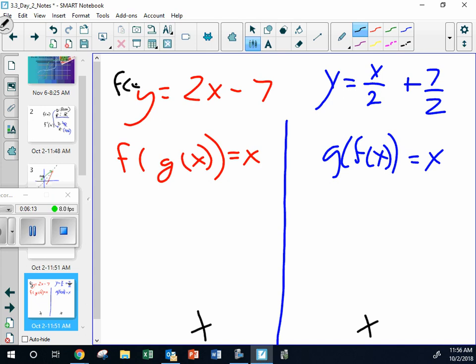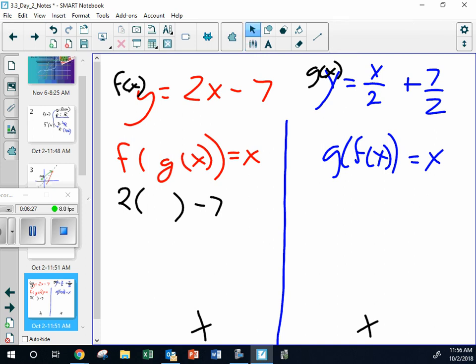Let's say this is going to be f of x, and let's say this is going to be g of x, because they obviously are the two functions involved here. So now if I was going to do f of g of x, I go 2 empty spot minus 7, and then you drop in the other function. Go ahead and do that and simplify it down and make sure that we didn't mess up.